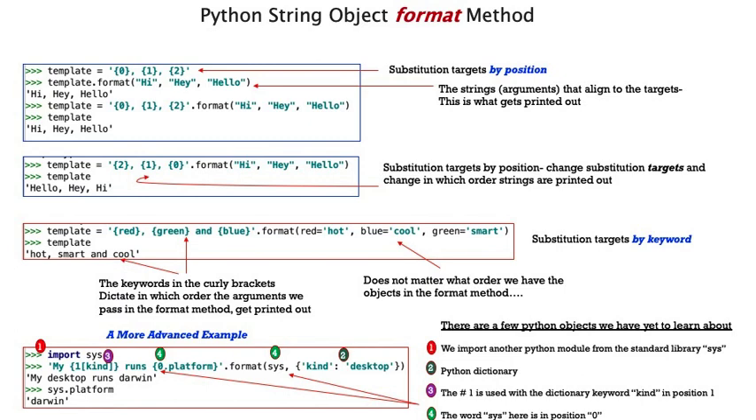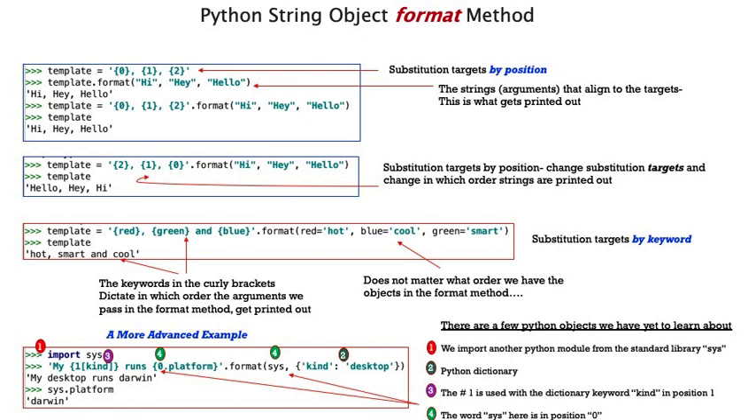It instructs Python in which order you want the string arguments that these align to print out in. So the next line are the string arguments that align to the targets. It is these three that get printed out. So in other words, the substitution targets tell you when to print or how to print in what order, and the strings themselves are what gets substituted by the targets. So you see what gets printed out here instead of 0, 1, 2 is hi, hey, hello.